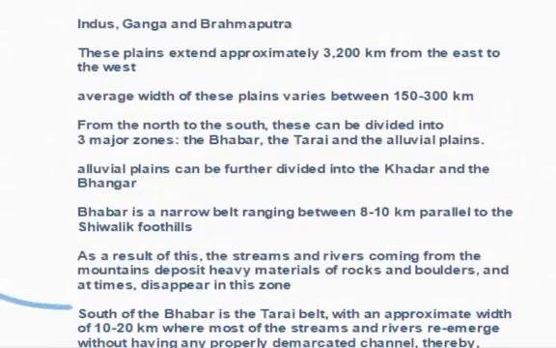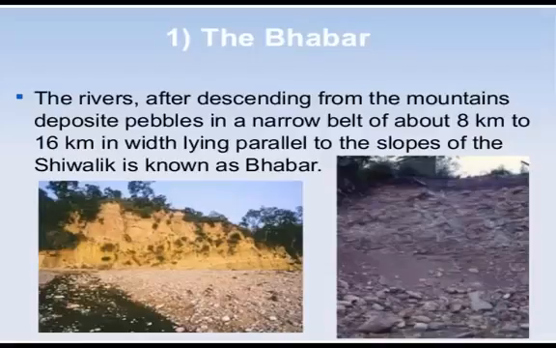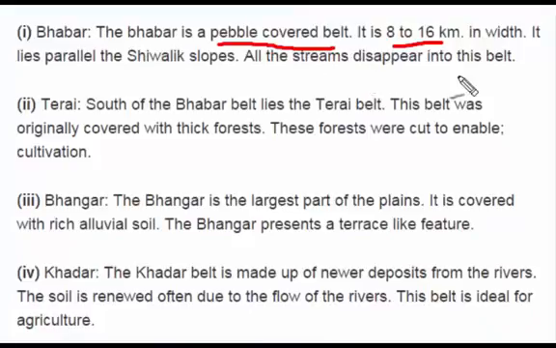From the north to south, these can be divided into three major zones: the Bhabar, the Tarai and the alluvial plains. Now let's read a little bit about Bhabar. Bhabar is a pebble covered belt. So you can see it fully consists of pebbles, stones. The width of it is 8 to 16 km and it lies parallel to the Shivalik slope. All the streams disappear into the belt. It is natural. When the water comes to the pebble covered belt, it is bound to disappear.